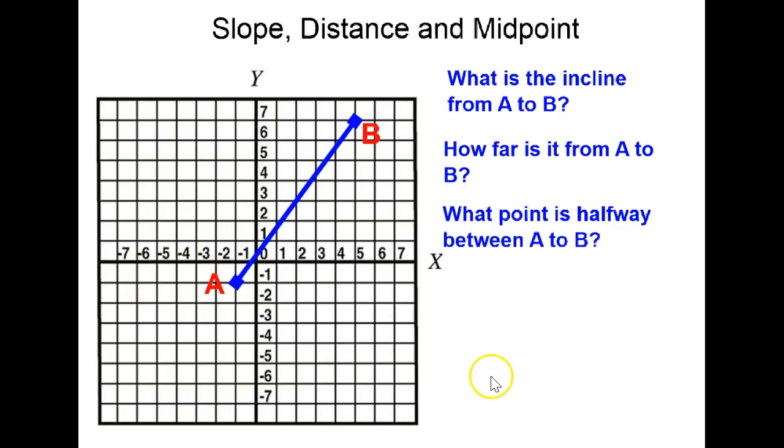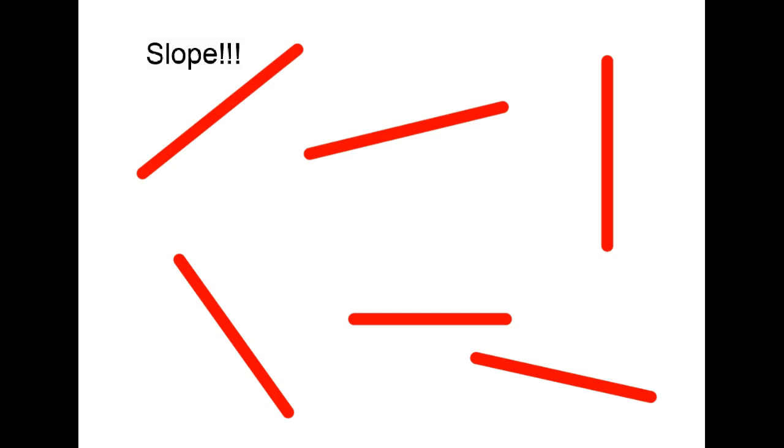And today we're going to talk about three of the most important things in geometry. Slope, what's the inclination of a line or what direction are you going? Distance, how far it is between 2 points, and midpoint, what's halfway between those 2 points. The first thing we're going to do is talk about slope.